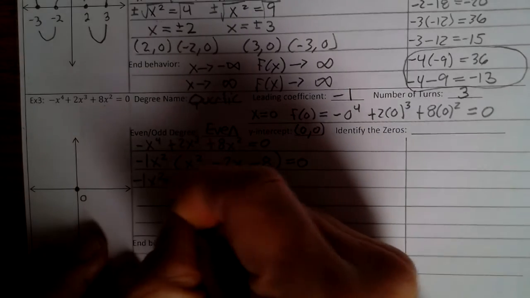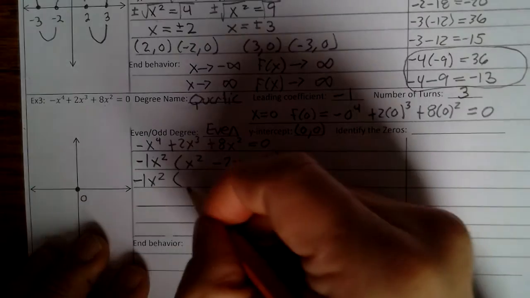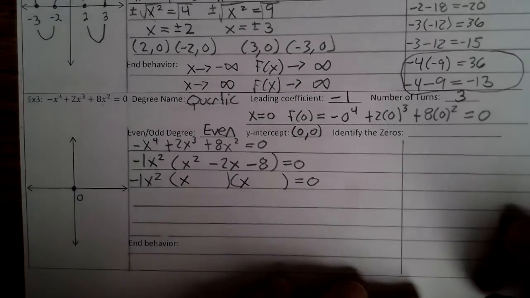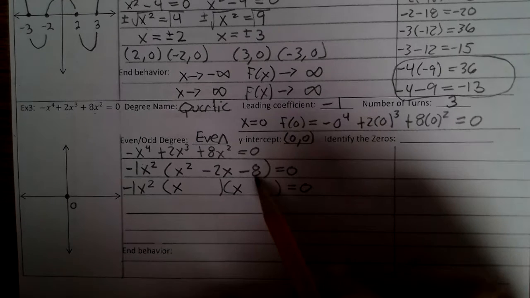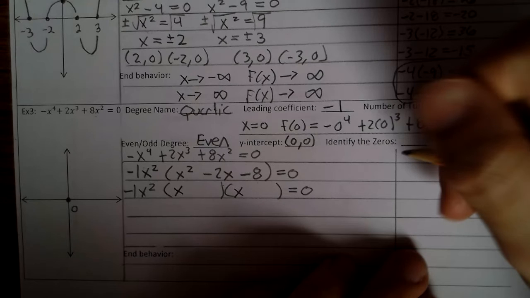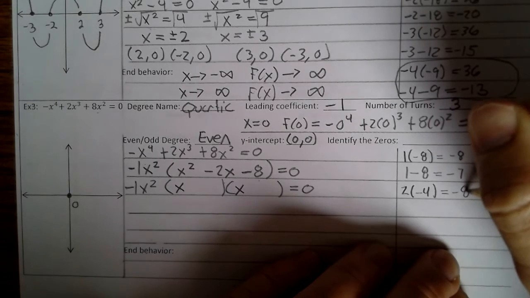So now we need to find all the combinations that multiply to negative 8 and combine to be negative 2. So we know that 1 times negative 8 is negative 8. 1 minus 8 is negative 7. That doesn't work. So let's try 2. 2 times negative 4 is negative 8. 2 minus 4 is negative 2. So this combination works. So then that's x plus 2, x minus 4.